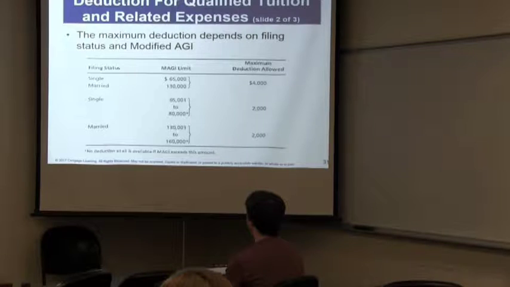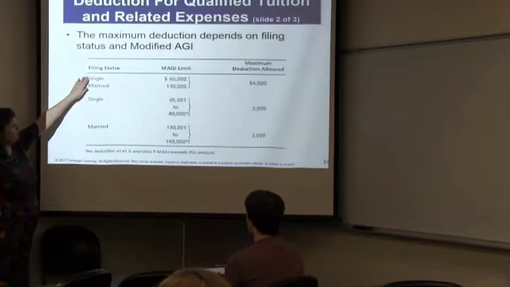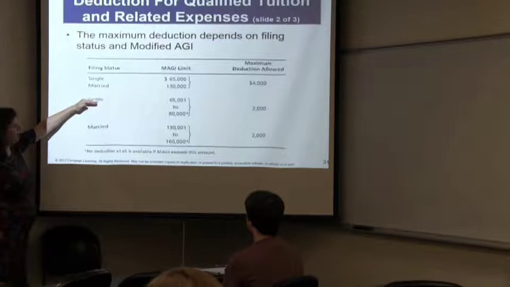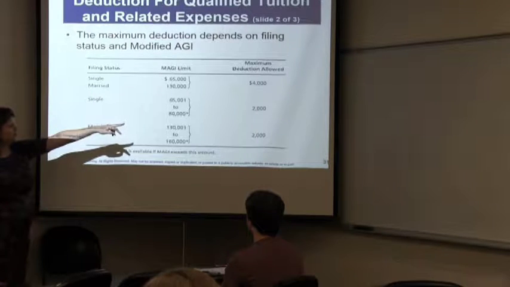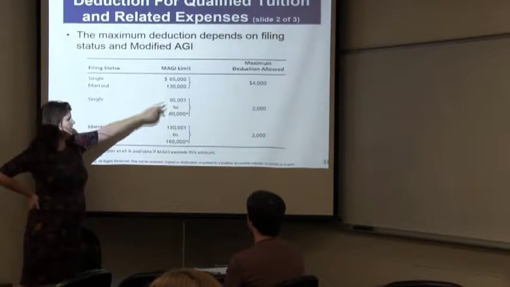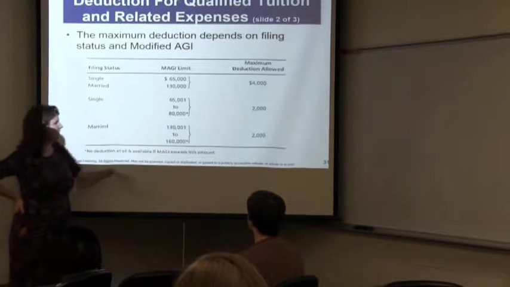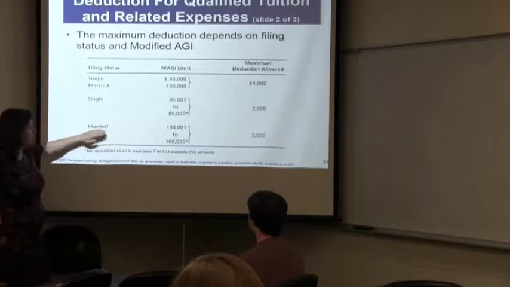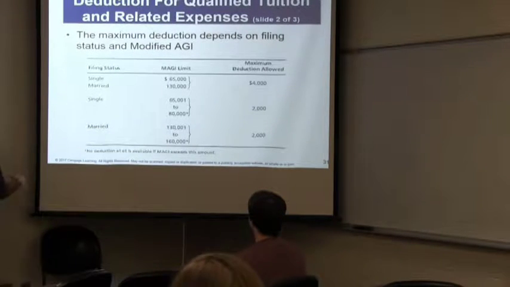Yes, you were right. So this is the threshold, kind of like two steps. This is the first threshold, and then if you're single and you're in excess of 65 up to 80, you get 2,000. Whereas if you're married and you're in excess of 130 up to 160, you get 2,000. And if you're single and you're in excess of 80, you get nothing. And if you're married and you're in excess of 160, you get nothing. That is right. Thank you. That is a funky chart.